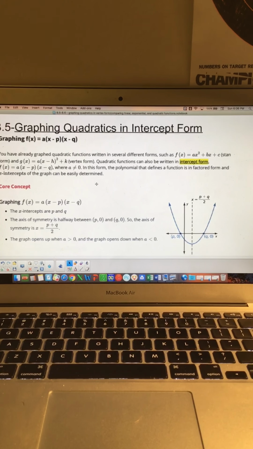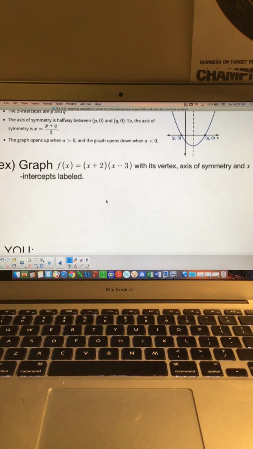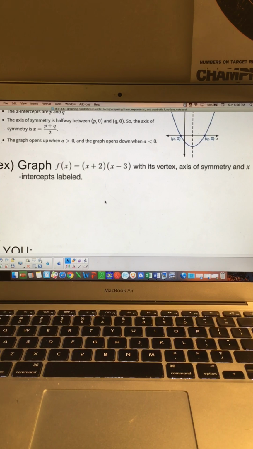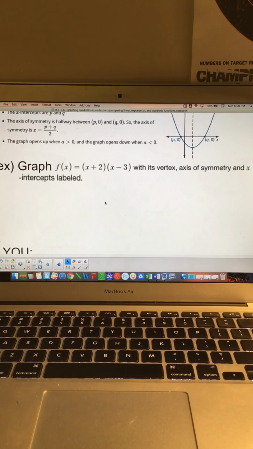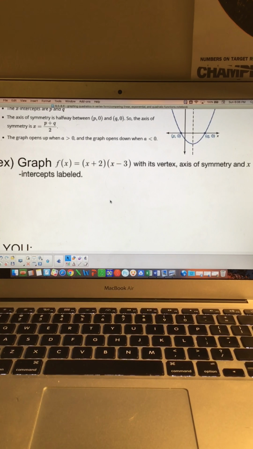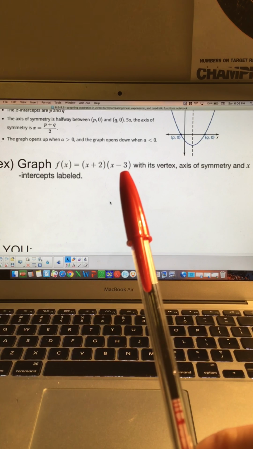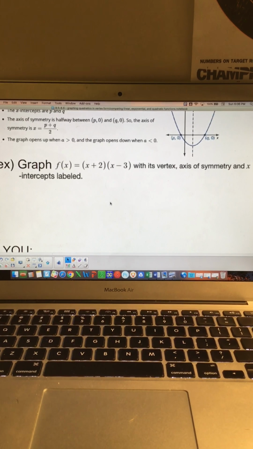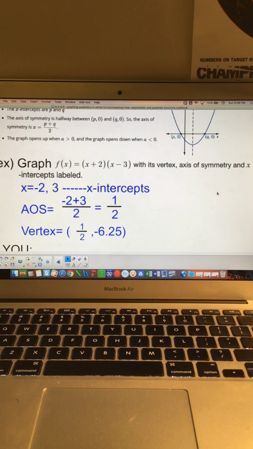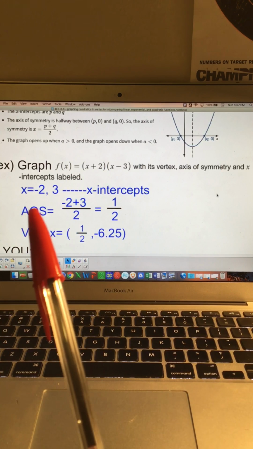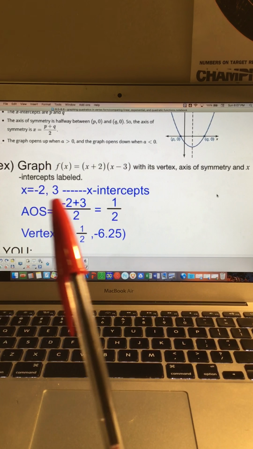All right, here we go. Let's take a look at an example together. We got this function, y equals x plus 2 times x minus 3. We're going to graph it. We want the vertex, axis of symmetry, and the x-intercepts. Because this is a plus 2 and this is a minus 3, our x-intercepts are going to be negative 2 and positive 3. Because it's a plus, remember we talked about its opposite. Those are the x-intercepts, negative 2 and 3.